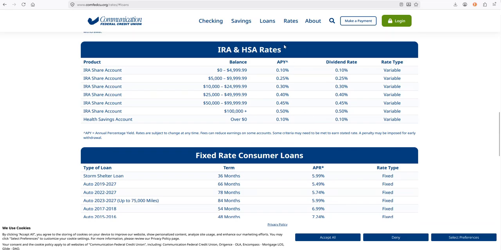But here, notice APY. So if you're putting money in an IRA or health savings account, they're telling you APY. But when they're charging you money, they're telling you APR. So that hopefully will tell you the difference. When banks are paying you, they want to tell you they're paying you the highest amount, the APY. And when they're charging you money, they want to tell you they're charging the lowest amount, the APR.